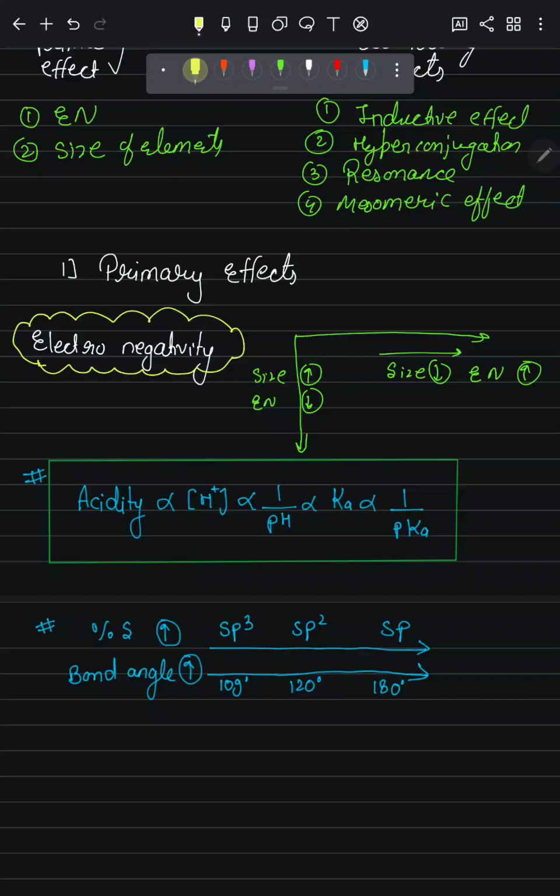Acidity is directly proportional to the hydrogen ion concentration and inversely proportional to the pH, and directly proportional to the Ka value and inversely proportional to the pKa value. And about the percentage s character, if we go from 3 degree to 1 degree hybridization, the bond angle increases and the percentage character also increases.